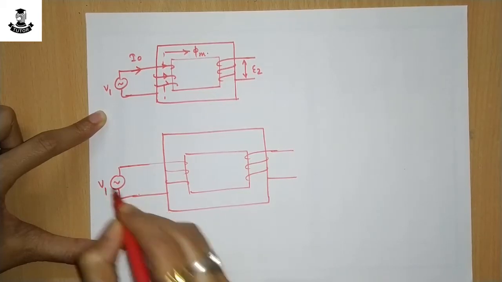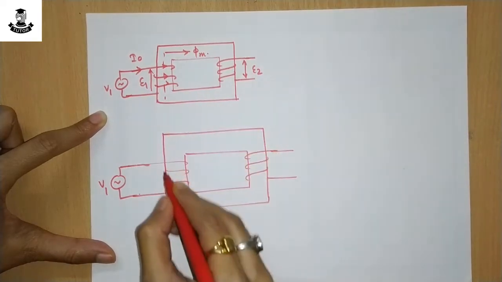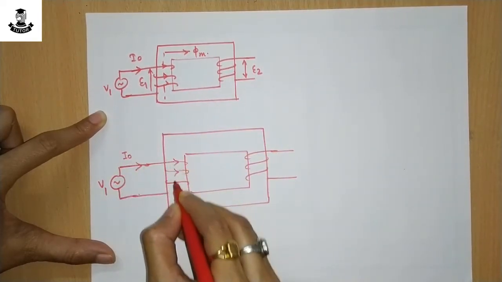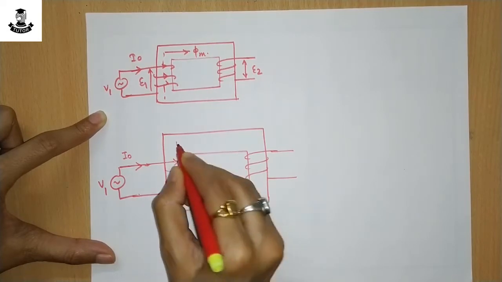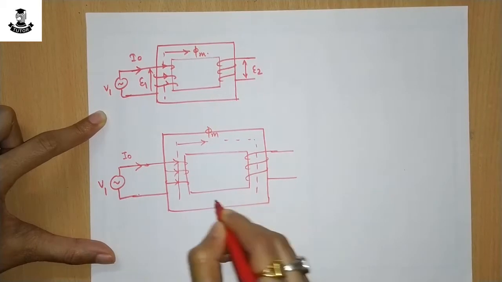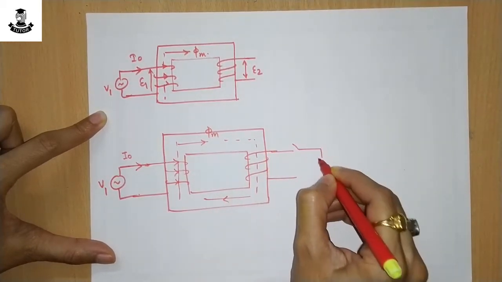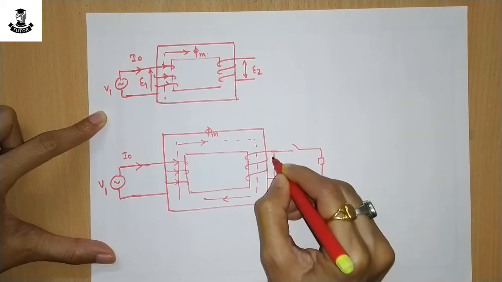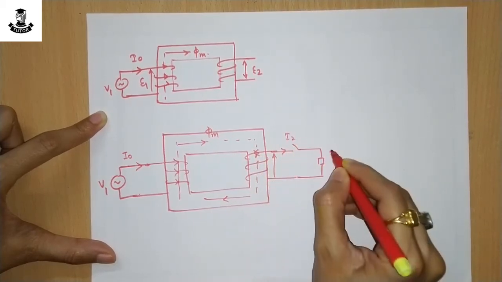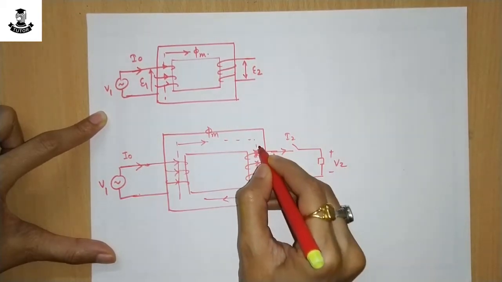This is the supply voltage V1. Here we are having the induced EMF E1. It will draw the no load current. It will set up the main flux in the core in this direction. Now, as you load the secondary, what happens? The secondary current will start to flow. This is the secondary load. Current will be this way.